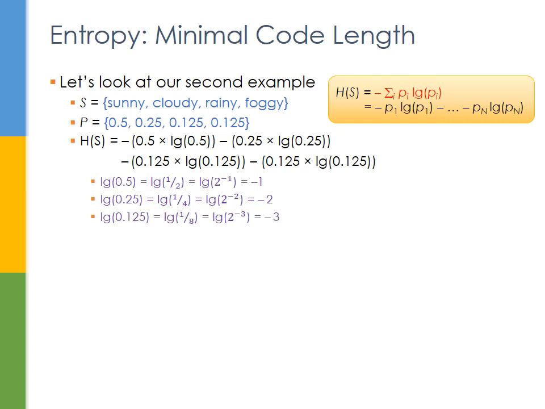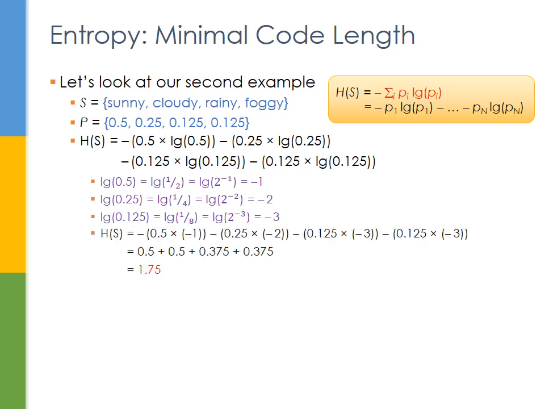Then finally, log base 2 of 0.125 is equivalent to log base 2 of 1/8, which we can rewrite as log base 2 of 2 to the power of -3, which has a value of -3. So we can then plug these log values into our formula, which we've done over there, and the final result is 1.75. So what this means then is that the information content for our encoding scheme is 1.75 bits per symbol on average over the encodings for all of the symbols within the set S.